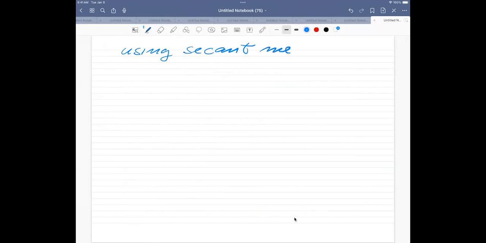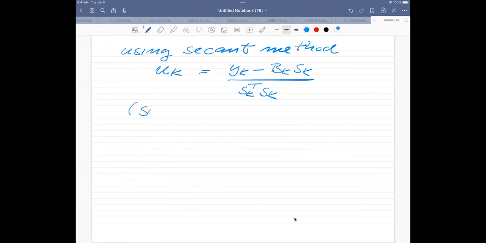Second method, you can then show that this u of k has to be equal to y of k minus b of k times the original s of k, divided by s of k transpose times s of k. And remember now that this s of k was the same as x of k plus 1 minus x of k. So we have that in the denominator. So this is a modification of the second rule.